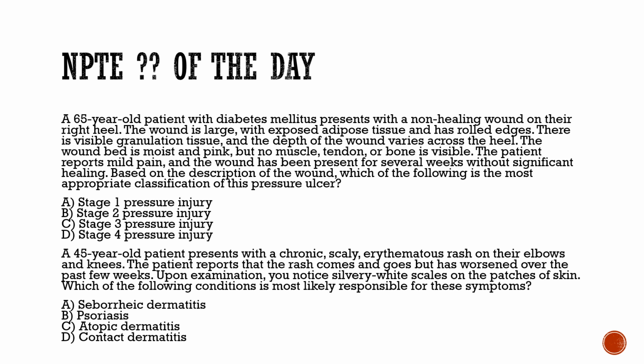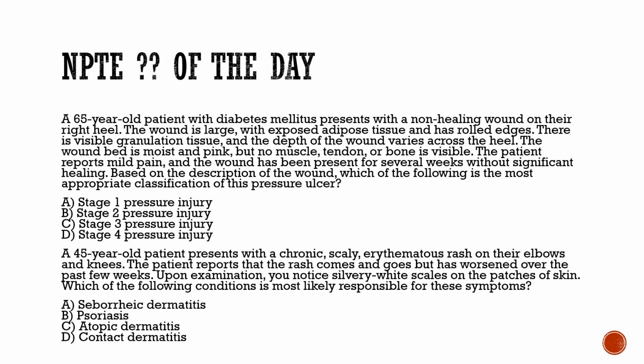Back to our questions. A 65-year-old patient with diabetes mellitus presents with a non-healing wound on the right heel. The wound is large with exposed adipose tissue and has rolled edges. There is visible granulation tissue, and the depth of the wound varies across the heel. The wound bed is moist and pink, but no muscle, tendon, or bone is visible. The patient reports mild pain, and the wound has been present for several weeks without significant healing. Based on the description of the wound, which of the following is the most appropriate classification of the pressure ulcer?